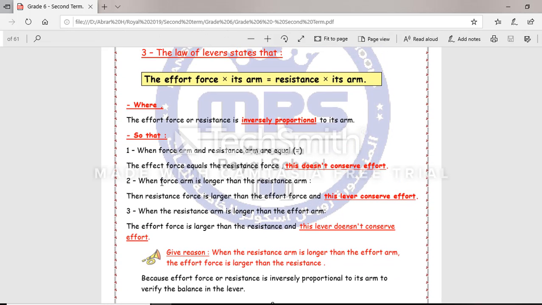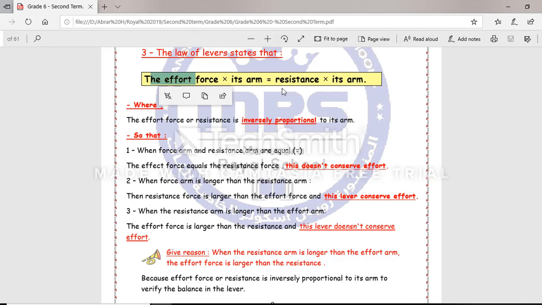Number 2, when the effort arm is longer than the resistance arm, the resistance force is larger than the effort force, and this lever conserves effort, this lever saves effort. Number 3, when the resistance arm is longer than the effort arm, the effort force is larger than the resistance force. So this lever doesn't conserve effort, doesn't save effort.